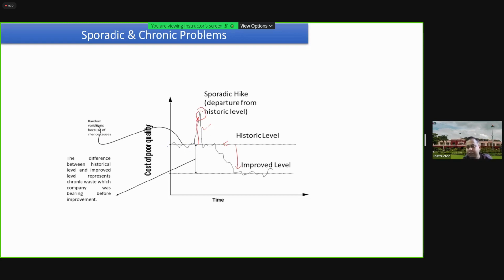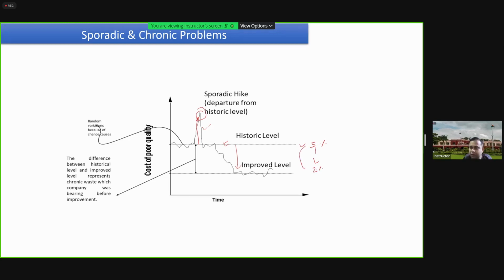So either we convert it into cost, or we can say, let's say we are producing 100 products a day, and always out of 100, 5 are defective. So our historic level is 5%. That is coming from a long time. But that is also not very acceptable to us. We want to improve it or bring it to 2%.